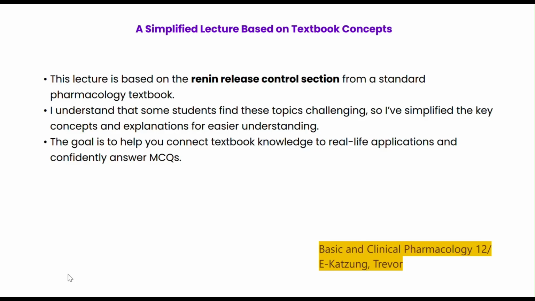Welcome back, everyone. In today's lecture, we are going to talk about the control of renin release, a critical mechanism that regulates blood pressure and fluid balance in our body. By the end, you will not only understand these mechanisms but also be able to tackle MCQs confidently.